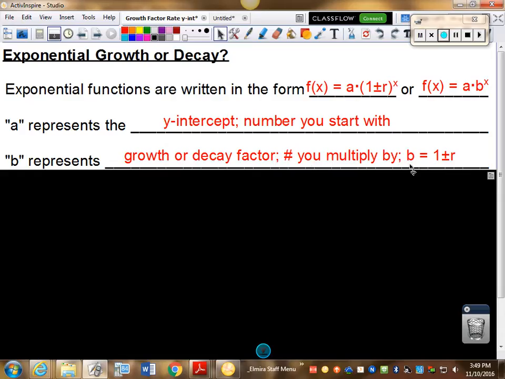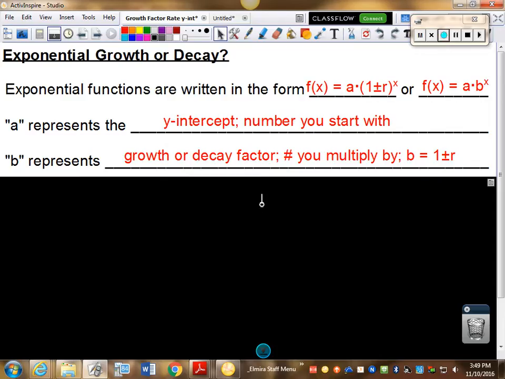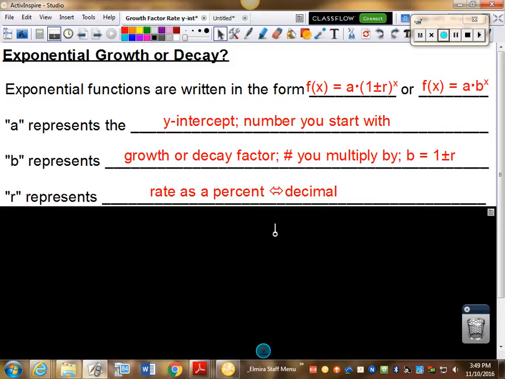B is the same thing as either 1 plus or minus the r, depending on whether we're talking about growth or decay. Growth would be plus, decay would be minus. R represents your rate as a percent, and when we're given the percent, we convert it to a decimal. Today we're going to find the decimal and convert it back to the percent.